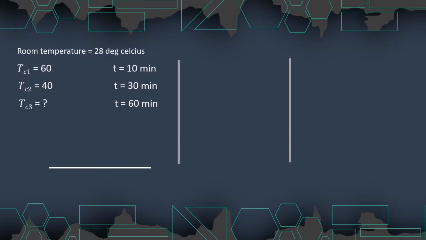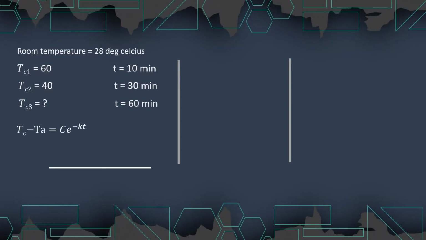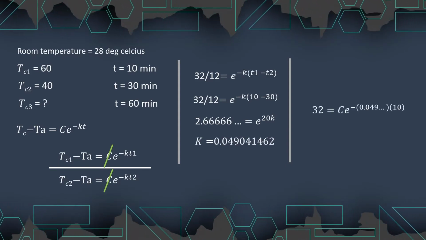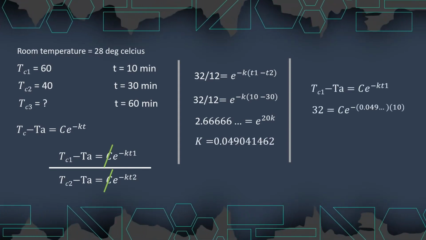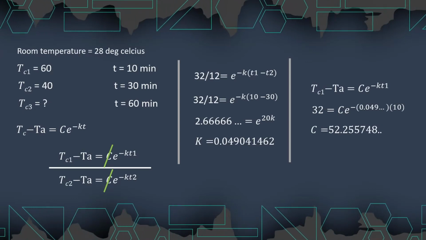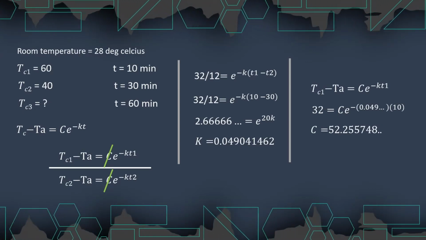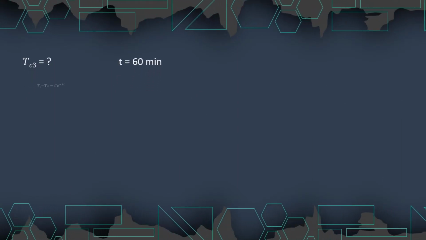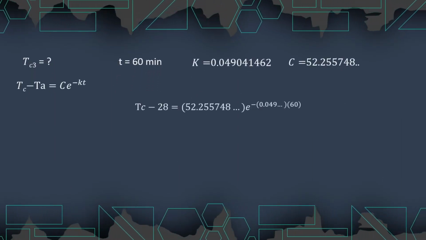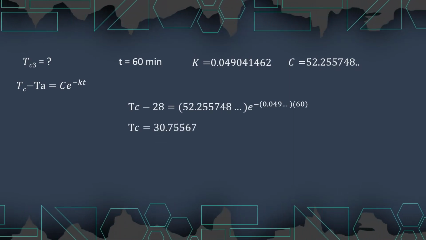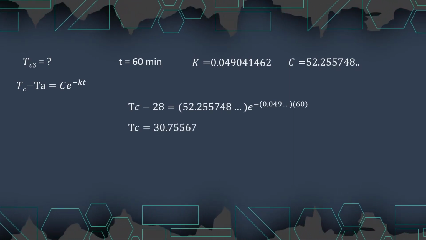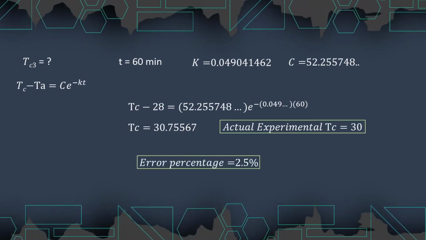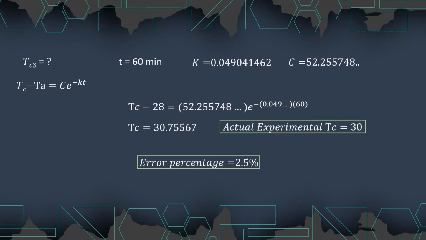On dividing the two equations for two timings, C cancels out and k comes to be 0.0490462. Substituting the known variables at time equal to 10 minutes in the equation, C comes to be 52.255748. Now we know both the constant k and C. Substituting in the equation at time 60 minutes, the temperature of coffee comes to be 30.75567, and the actual value is 30, and the error is just 2.5%.